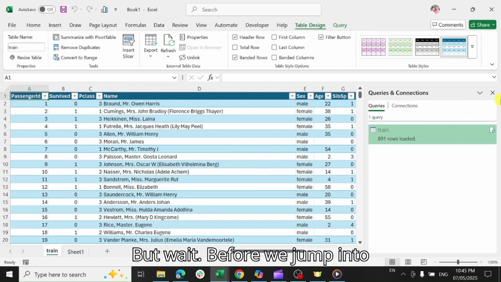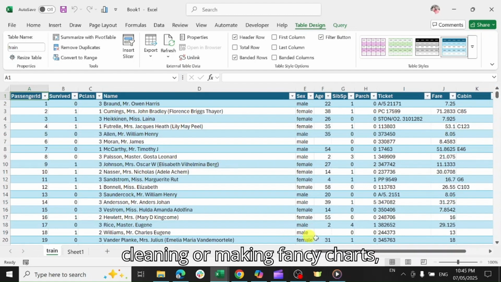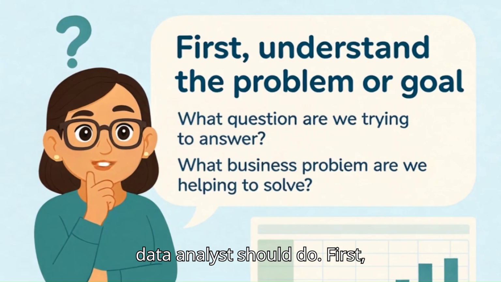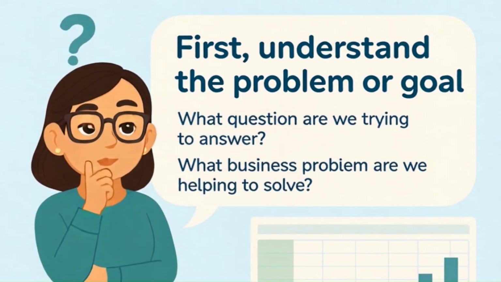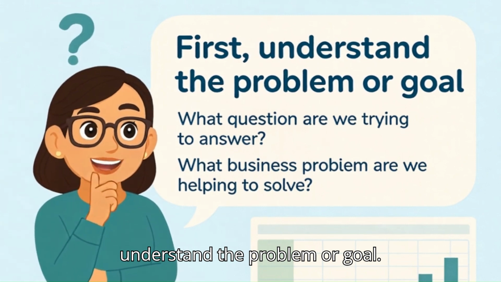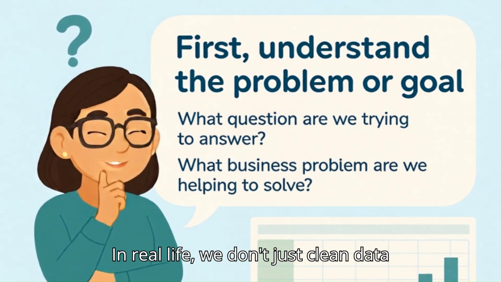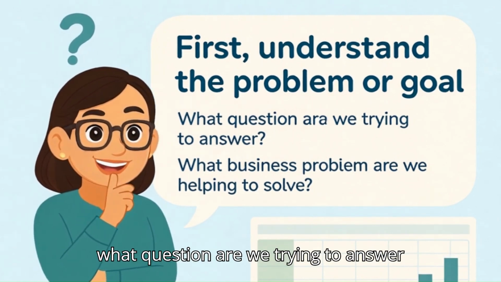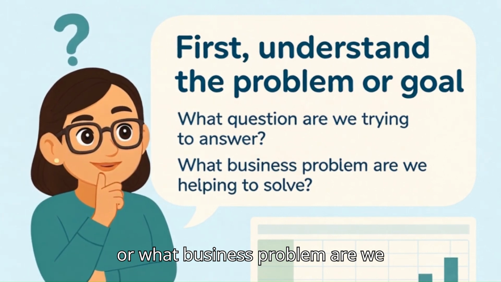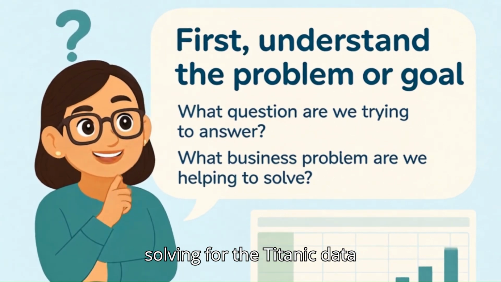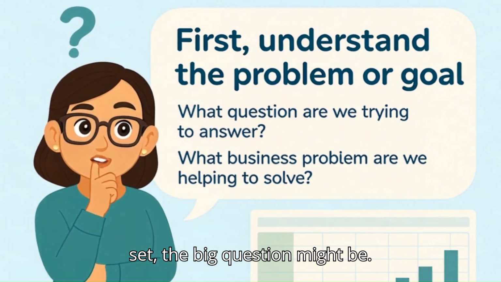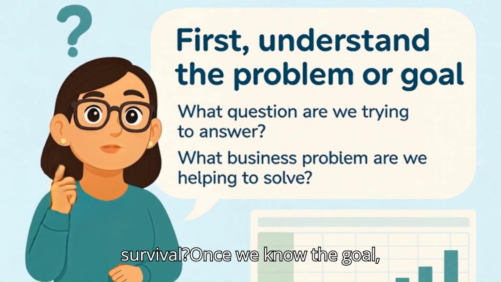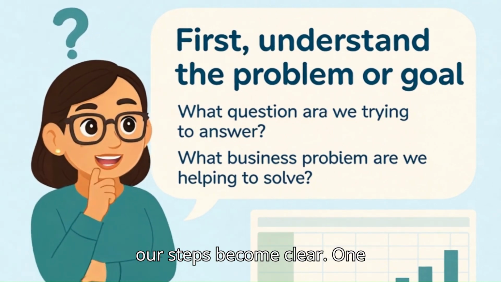But wait. Before we jump into cleaning or making fancy charts, there's something very important every data analyst should do. First, understand the problem or goal. In real life, we don't just clean data blindly. We ask, what question are we trying to answer? Or, what business problem are we solving? For the Titanic dataset, the big question might be, what factors increased the chances of survival? Once we know the goal, our steps become clear.